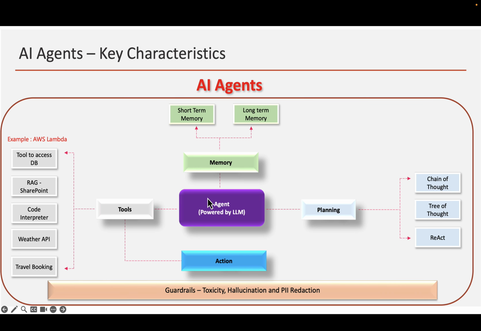So here I have given another diagram where again, the agent should be able to call all these things by using the tools. The agent should have memory, short-term memory and long-term memory. The agent should be able to do planning too. The way the agent plans, there are different types of algorithms. One type is called chain of thought, another is called tree of thought, and the third one is ReAct. We will discuss these algorithms in more detail, but I can give you a little brief about them.